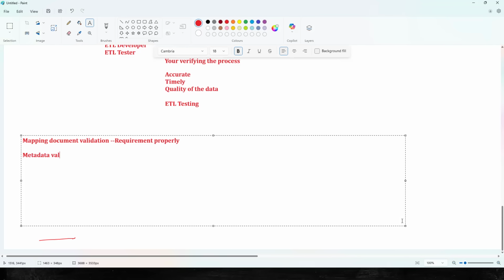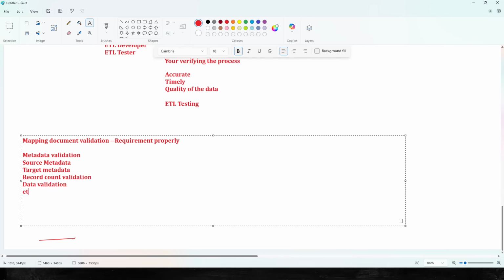Next is metadata validation. Here it is a source metadata one-time check and a target metadata one-time check. Next, you are going to verify the record count validation. And then what is the next thing you are going to do? Directly, data validation.